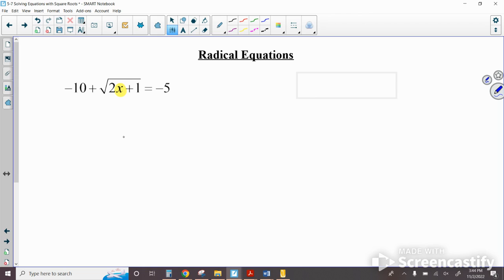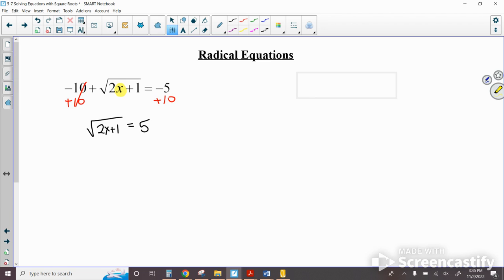Just remember opposites: the opposite of adding is subtracting, the opposite of multiplying is dividing. And here's a new one: the opposite of a square root is squaring something. So let's start. I see this -10 way on the outer edge of the square root, so I should get rid of that first. I'm going to add 10 to both sides since it's negative. That cancels this out, and I'm left with the square root of 2x plus 1 is equal to -5 plus 10, which is 5.